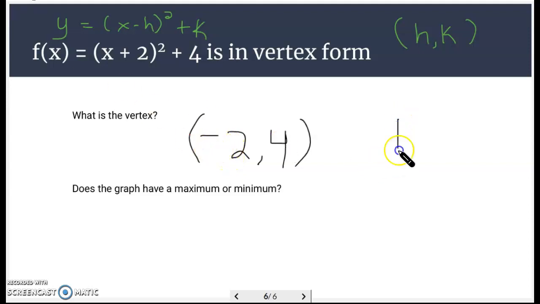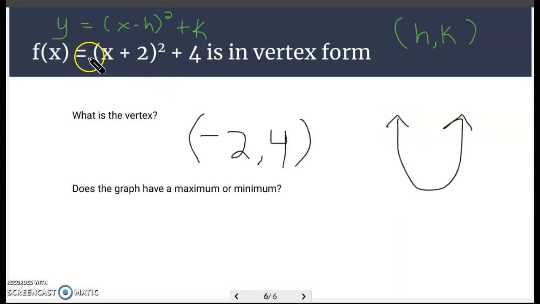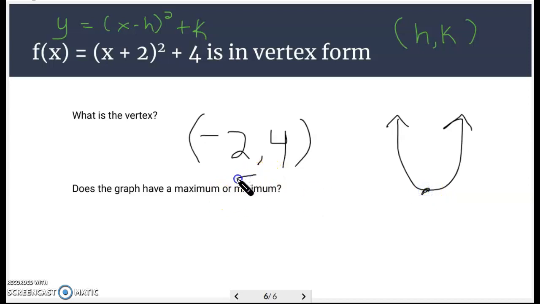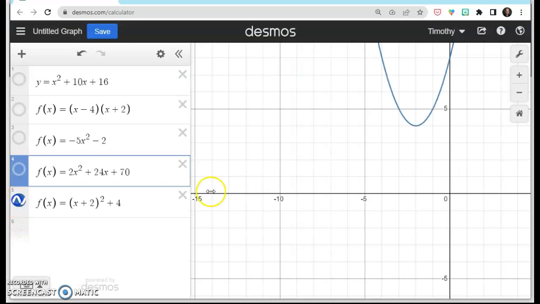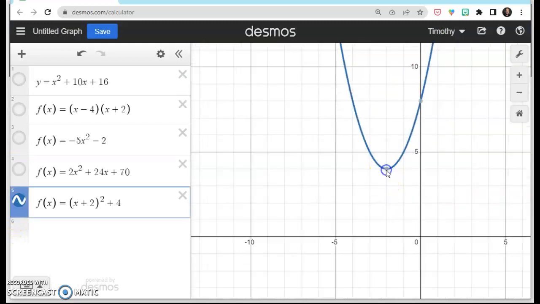Also, as I look at the graph, this opens up. It's an upward facing parabola, and that's because of the positive term here. When it opens up, we have a low value, so therefore it's a minimum. Let's look over at Desmos and see how that graphs. There we are. There's our vertex, -2, 4. No x-intercepts, but we have another point here.